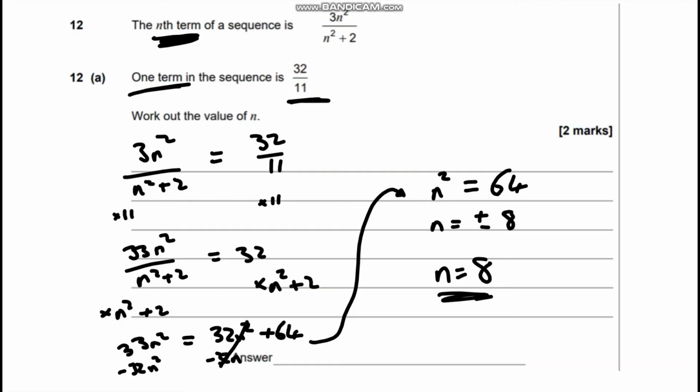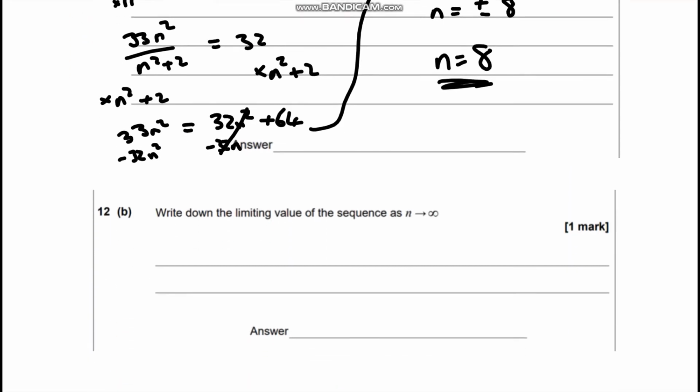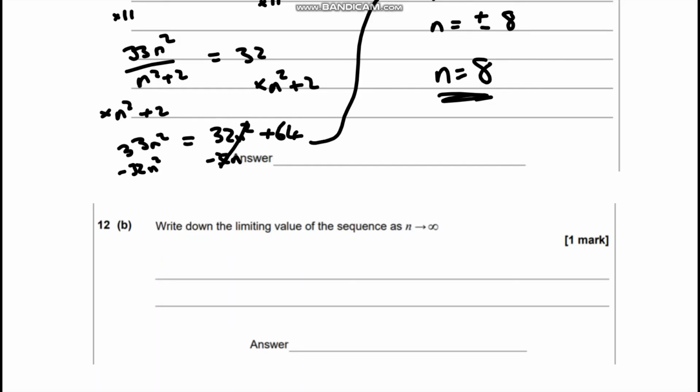Now there's a part B to this question. Write down the limiting value of the sequence as n tends to infinity. So our sequence is 3n squared over n squared plus 2. Now, as we send n to infinity, this 2 here becomes more and more insignificant to the point where it doesn't really play any value in the fraction.